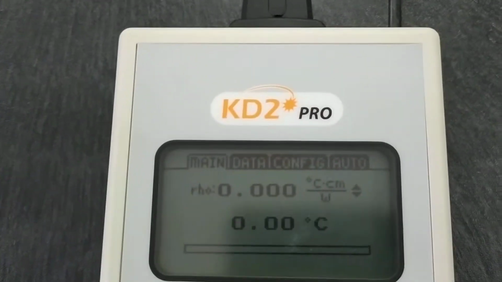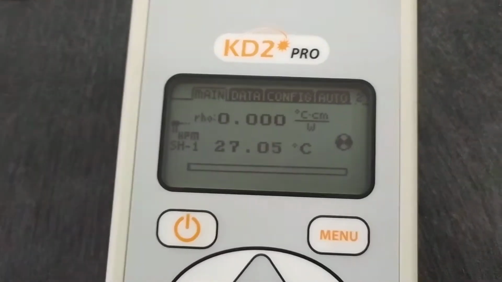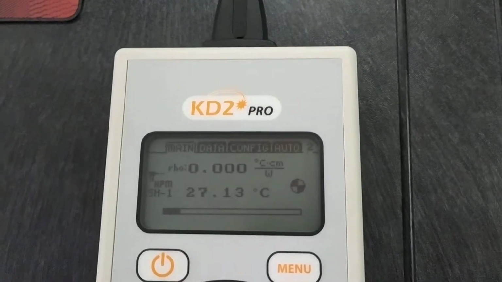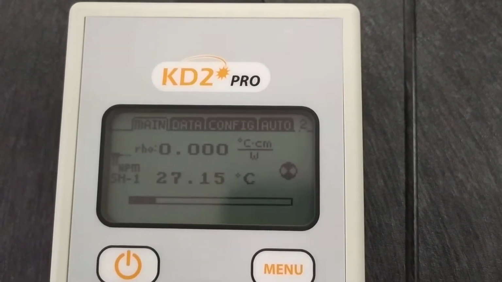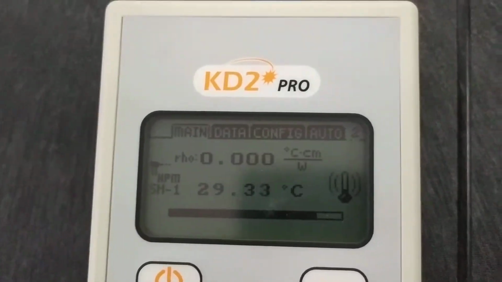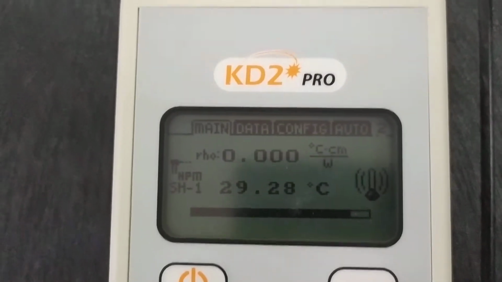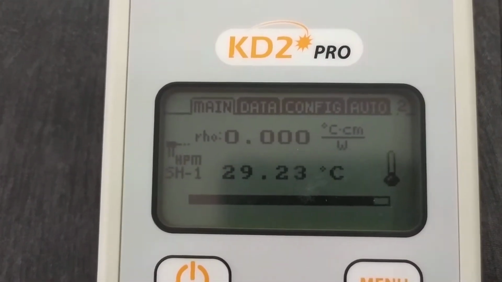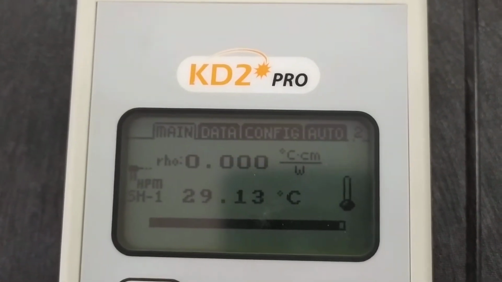So here we can see the readout. It shows main, data, configuration and auto. So right now the measurement is under process. It will take approximately 2 minutes for the correct readings to be displayed over this display. The bottom line, that is 29.3 degrees Celsius shown here, is the room temperature or the ambient temperature close to the sample. So that is the surface temperature. And the 0.00 displayed here is the resistance, currently the resistance of the sample. The process is about to be completed.